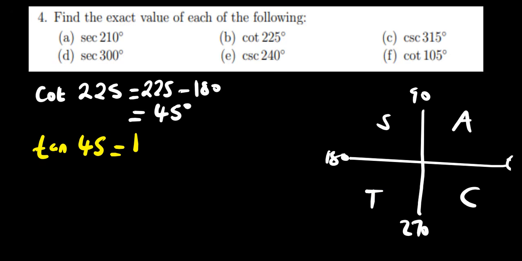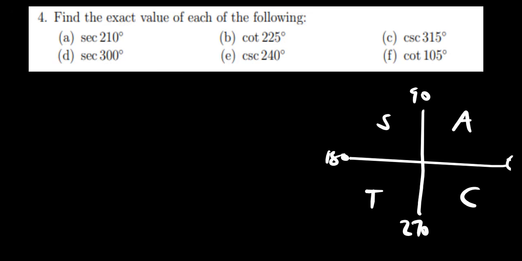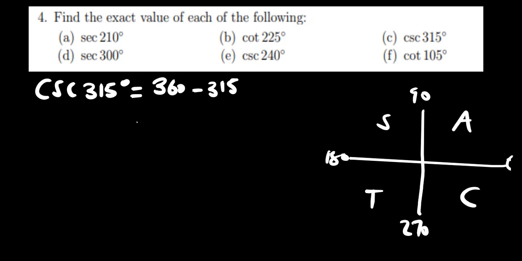Then we come to C. We are solving cosec 315 degrees. So what are we going to do? 315, you know, it's going to fall in that region. So what are you going to do? You're going to say 360 minus 315 degrees. And when you do your math, what are you going to have? You're going to have 45 degrees.